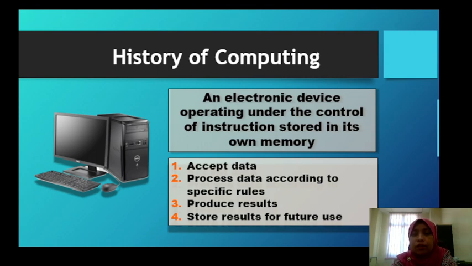What is the function of your computer? Firstly, to accept the data. How does your computer accept the data? Of course, when the user does anything, for example hitting the keyboard or using the mouse. Then process the data according to specific rules. For example, you are using Microsoft Word. You need to type in order for your application to know what the data is, and it will process according to the rule.